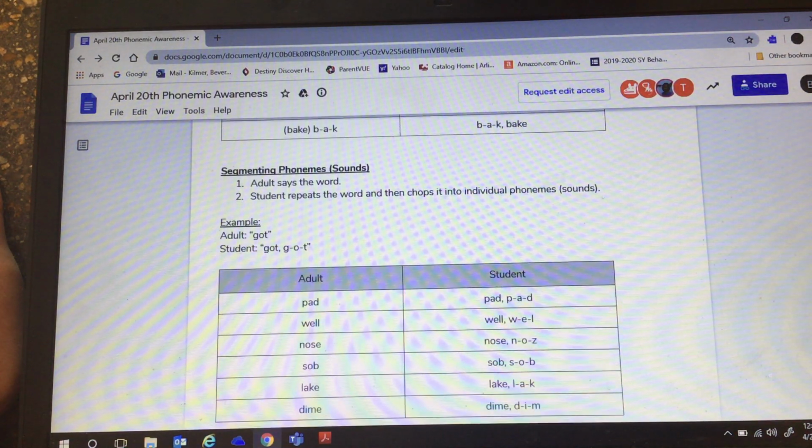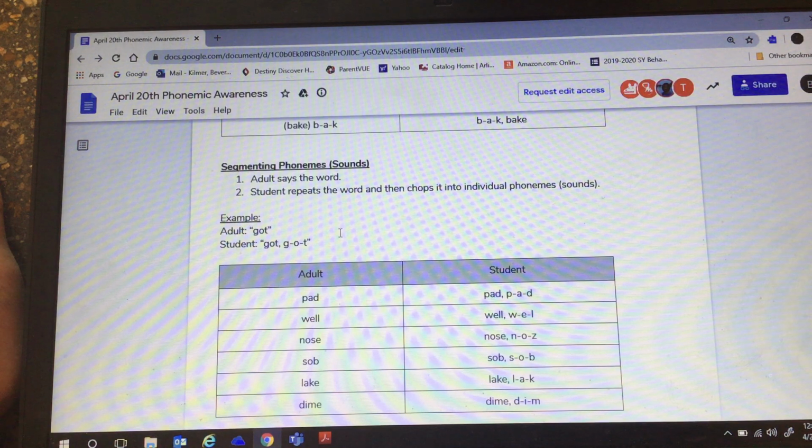And then in terms of segmenting, in this activity you're segmenting. The adult says the word, the student repeats it, and then chops it into individual phonemes. And again, they're not looking at the word, so they're not going to sound out anything. They are listening to you. Let's look at the example first. The adult says "got." The student repeats it, "got," and then says the sounds.